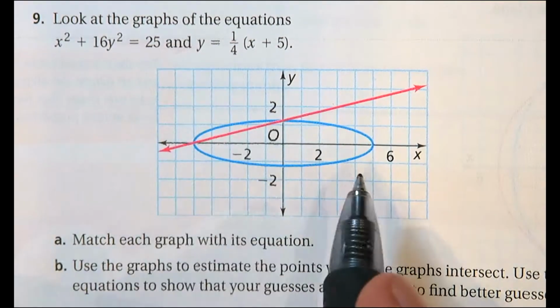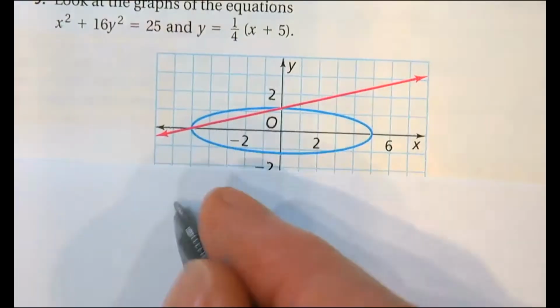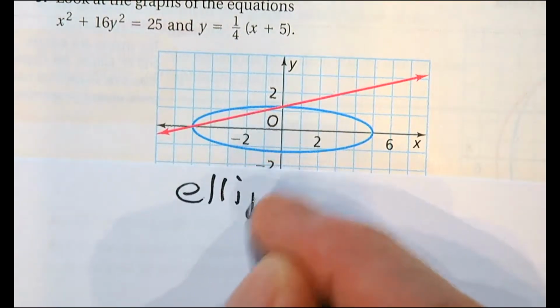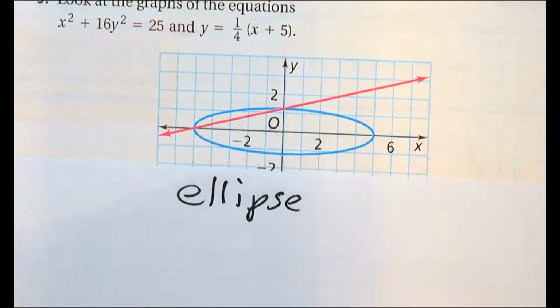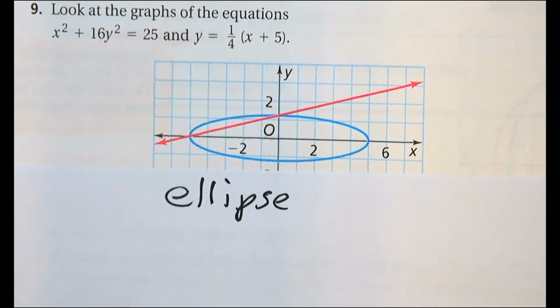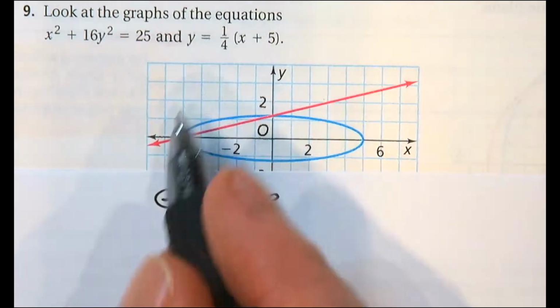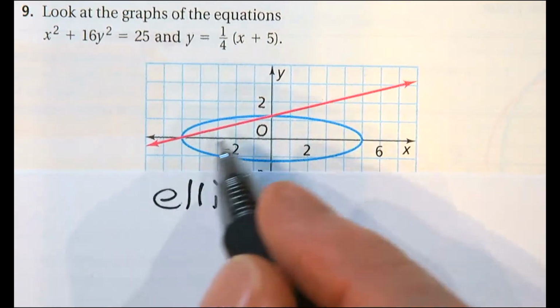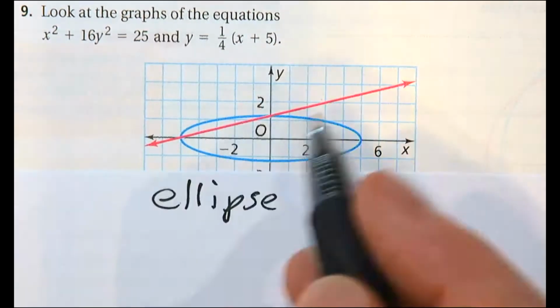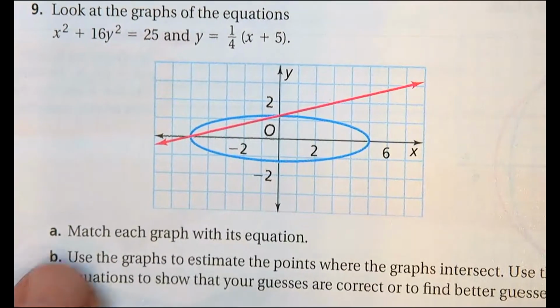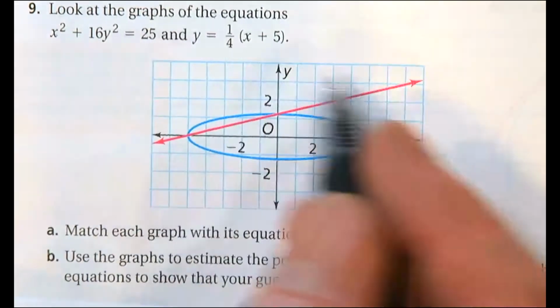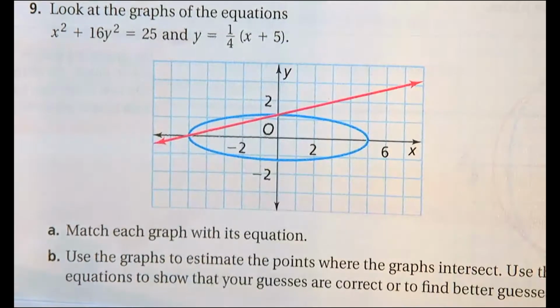It's an oval, but we also call it an ellipse. Like you might have heard the planets are in elliptical orbits. So the blue one must be the ellipse, and this is a straight line. If nothing funny is going on, that's a straight line. It says, okay, match them. So the blue guy is the ellipse. The other red line is a straight line, that's this one.